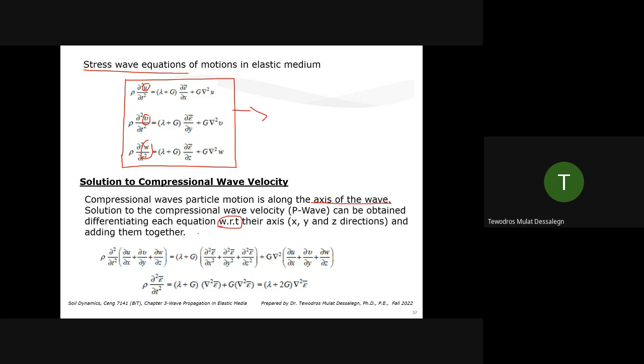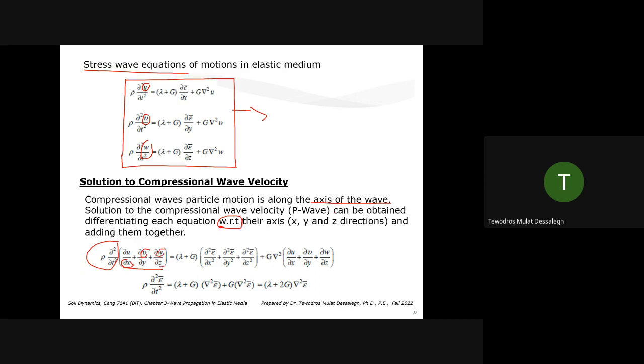And adding them together. Differentiate them with respect to their axis and add them together. If you do that, look at it here. This is what you find. This is a common term. The first equation, you differentiate with respect to x. The second, the v with respect to y. The w with respect to z.